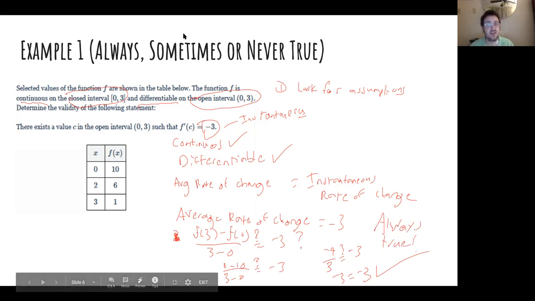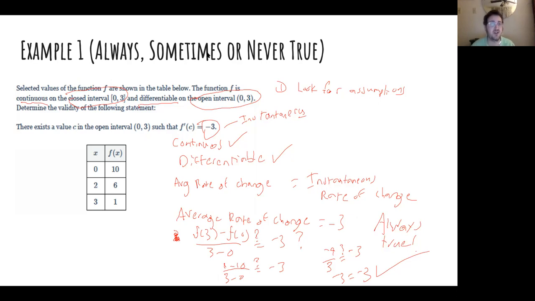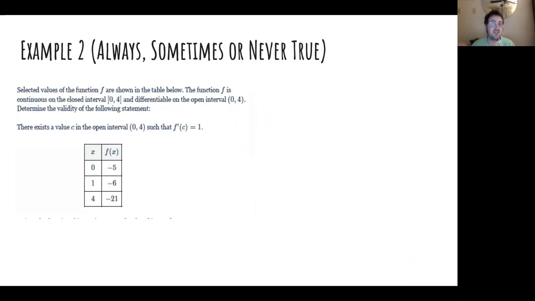All right, let's take a look at another one, maybe one that doesn't quite work out as nicely. You're going to see some where the assumptions of continuous on the closed and differentiable on the open are not there. So that's going to be guaranteed to be sometimes true. But for this one, we're going to see what happens with the behavior here. So we want to see that the instantaneous rate of change and the average rate of change are matching.